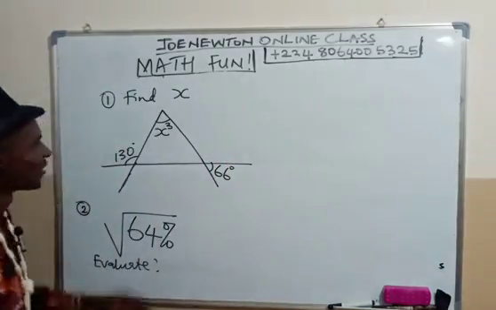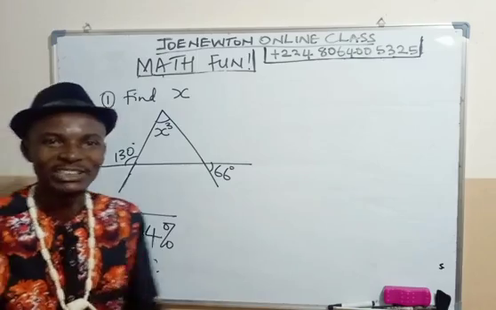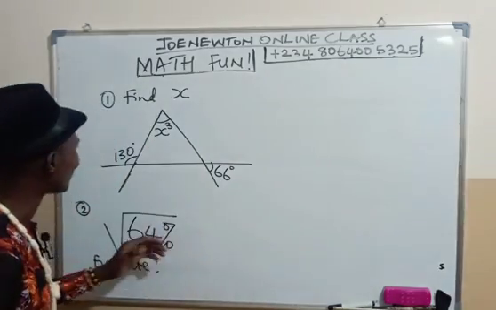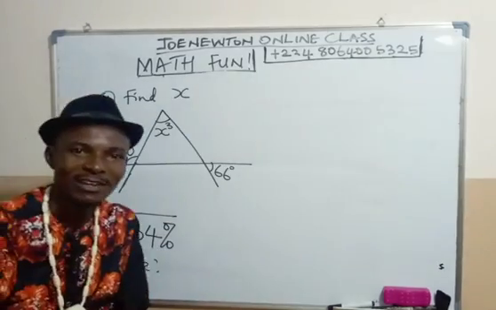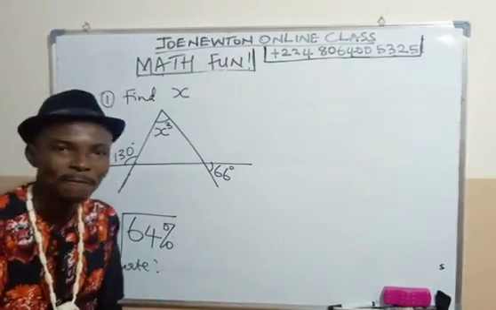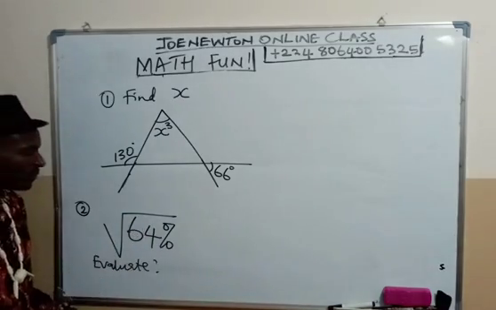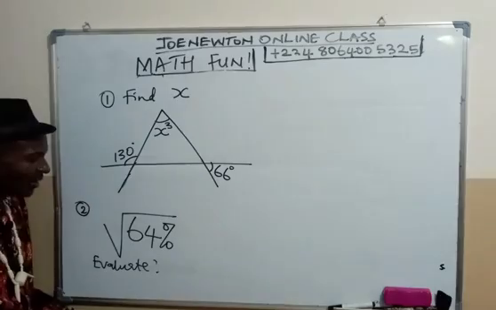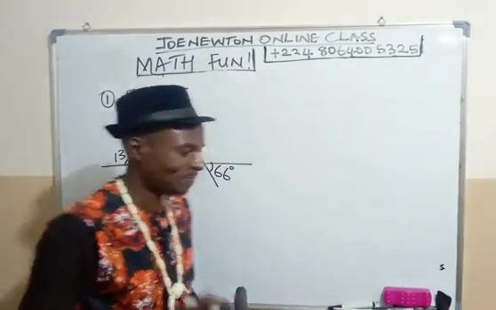In this class, we have a task on the board as a challenge. That task is under angles between lines, and of course, including triangle theory. Then this one is square root, but we have percentage here. Okay, now let us look at the solutions.